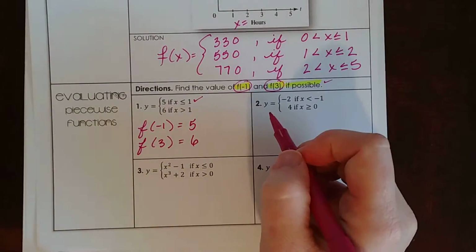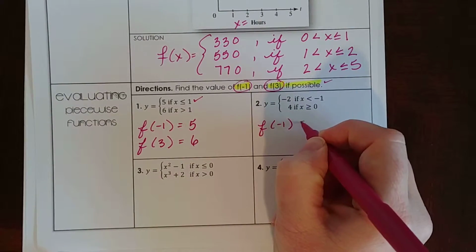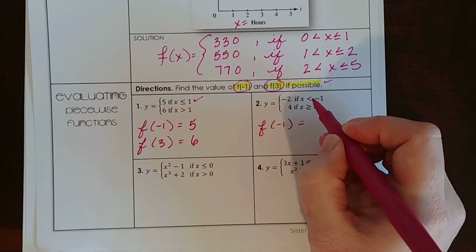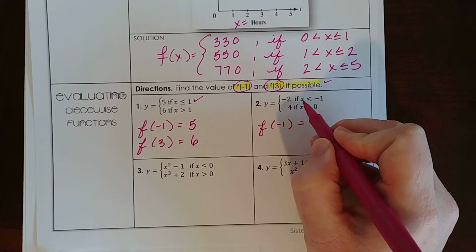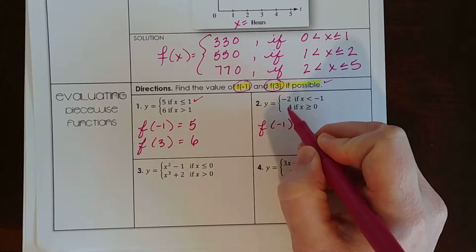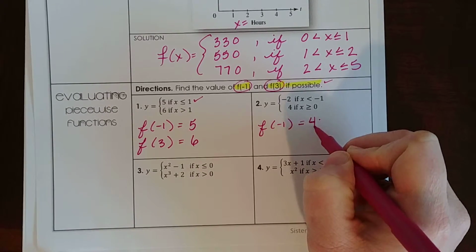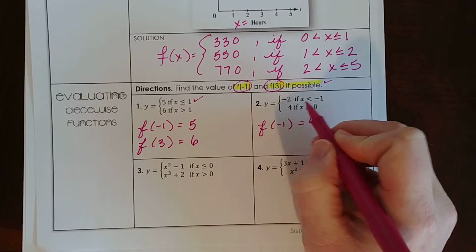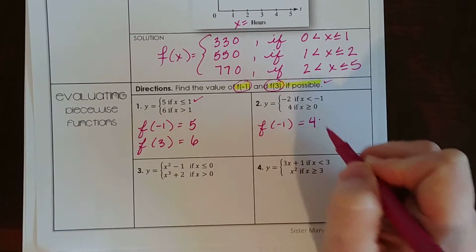Okay, for number 2, f of -1 is equal to, all right, so we see here that -1 is not included in this subdomain. So f of -1 is equal to 4. It doesn't equal -2 because this doesn't have an equal sign. So just at -1, we jump up to 4.